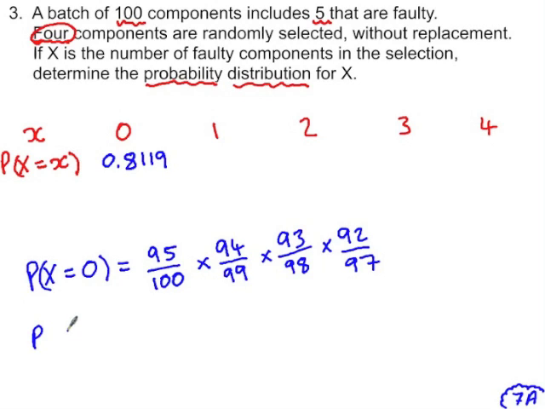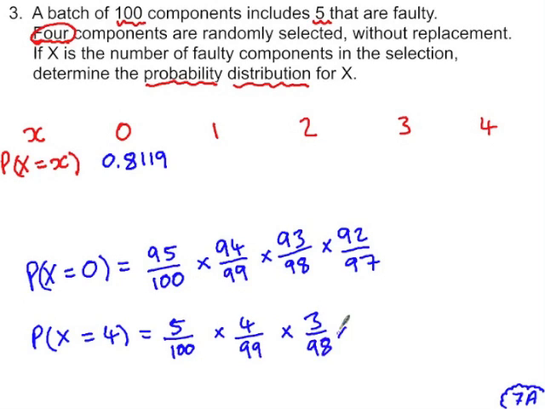The probability that all 4 are defective is 5 over 100 multiplied by 4 over 99 times 3 over 98 times 2 over 97, which is 0.0000 to 4 decimal places. If you check on your calculator, it's actually 0.000001. What about the in-between values?